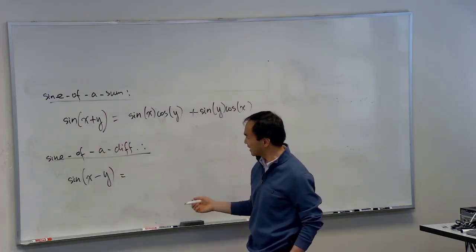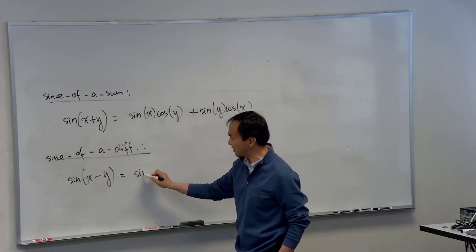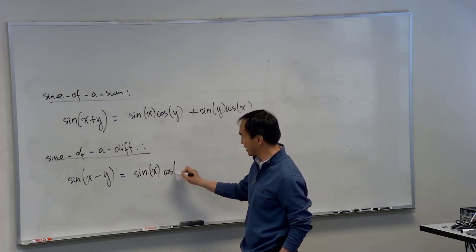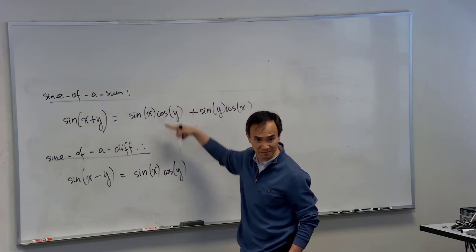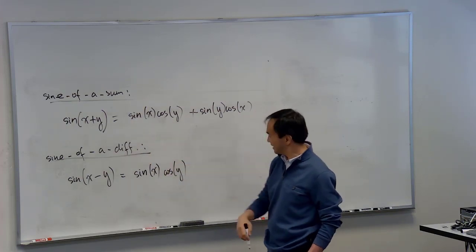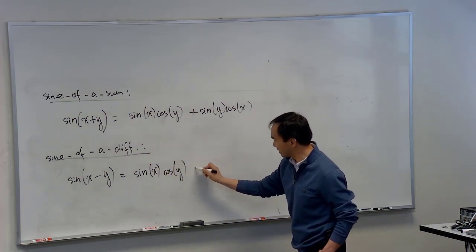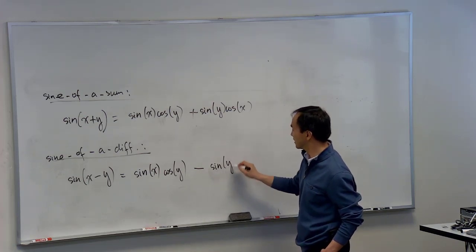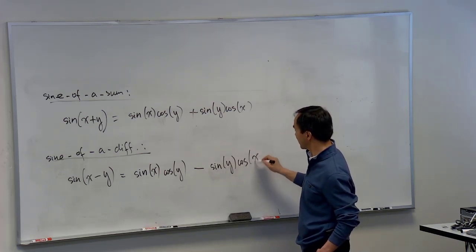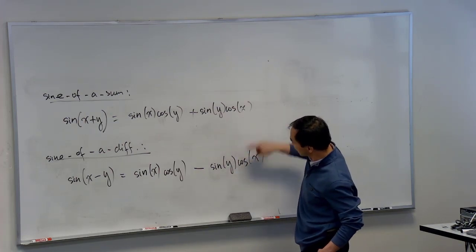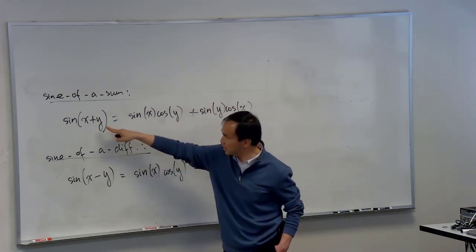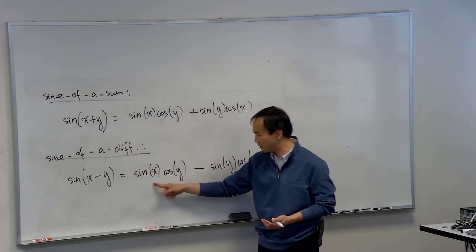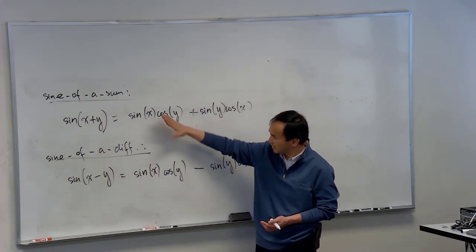Let's try to recognize the similarity from the formula that we already learned. It's sine of the first angle, cosine of the second angle. You see how it's the same as the sine of a sum formula? And then it switches, and it goes minus sine of the second angle times cosine of the first angle. So every setup is exactly the same between sine of a sum and sine of a difference.